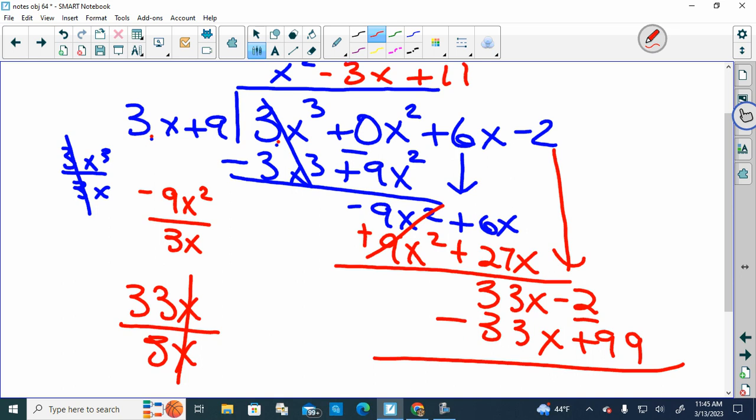Okay, we're good? Yeah. It's the same pattern, just a repeat, a repeat, a repeat. So just be careful of changing your signs and long dividing.